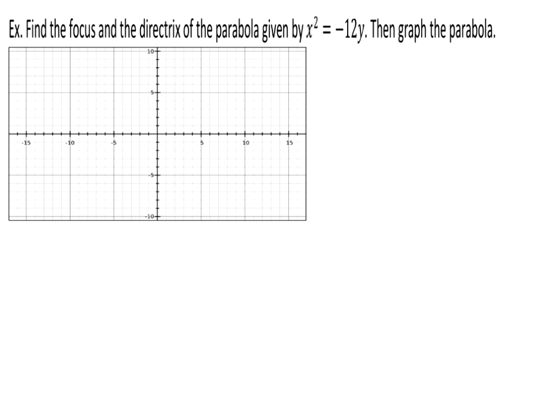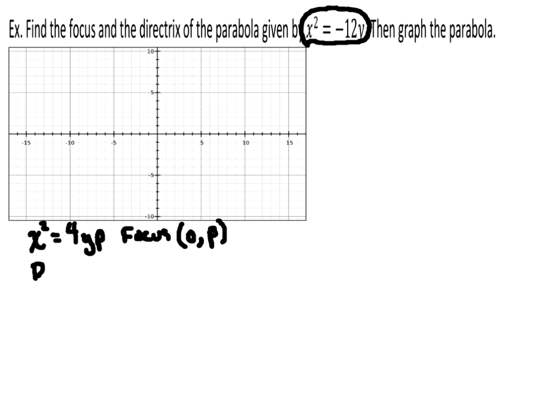Okay, so now we're ready to find the focus and the directrix of this parabola. Notice this one's going to be a little bit different because we have x squared as our form of the parabola. So I'm just going to write down the information that you need to know about the x squared form of the parabola, and that comes as x squared equals 4yp. And when you're in the x squared form, your focus is given by (0, p), and your directrix is given by the equation y equals -p.